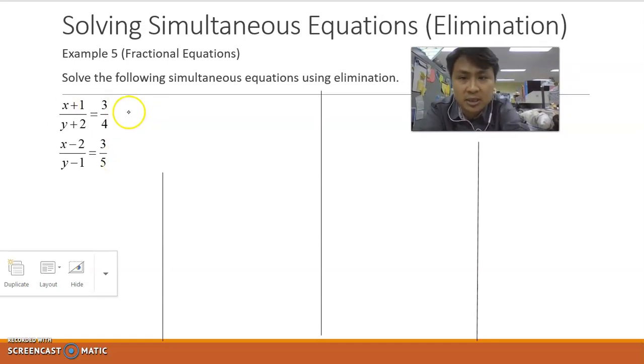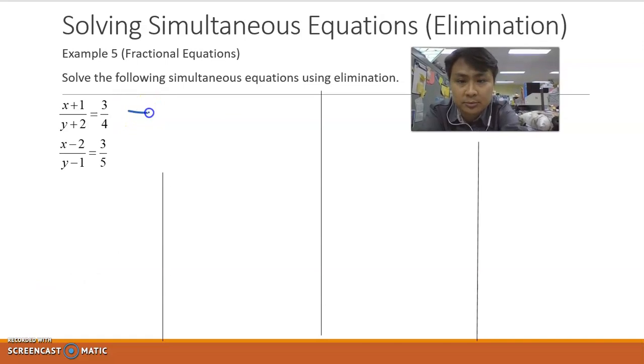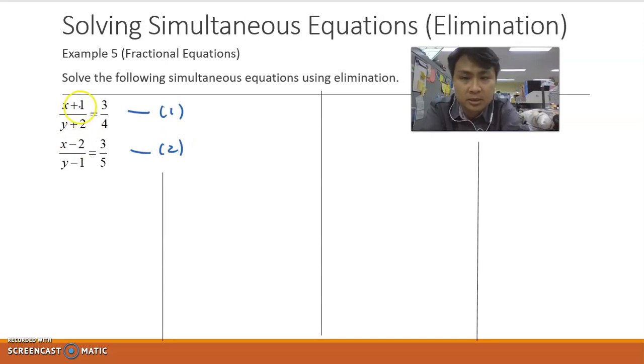Okay, so now we have two equations. I can label them equation 1 and equation 2. We can do the same thing, just manipulate your equations. Now we have an equation equals to an equation. If you recall, we did the cross method in secondary 1. So how to apply the cross method? You take the opposite denominator, multiply by the numerator. Take the denominator, multiply by the opposite numerator. So you'll end up with 4 multiplied by x plus 1 equals 3 multiplied by y plus 2.